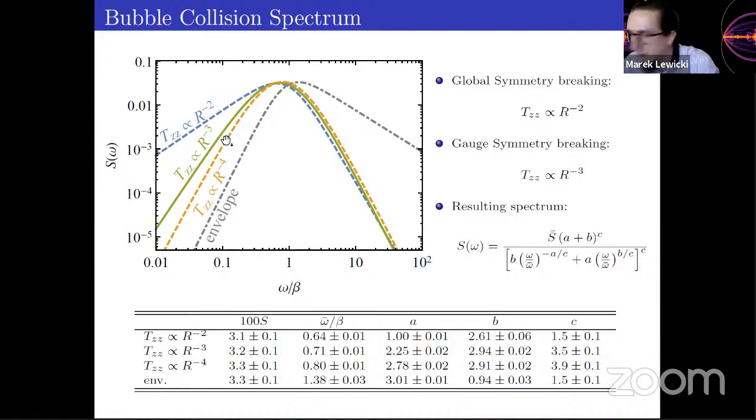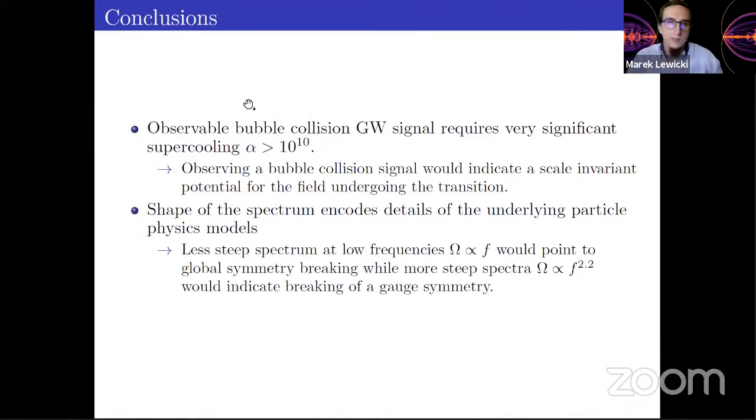Okay, and this is actually all that I have for you. So just let me recap. So first, to observe a bubble collision gravitational wave spectrum, we always need very large fine-tuning, so alpha 10^10 or something of this order. But this is in a sense a positive information because of this we know what the potential looks like. If we see a bubble collision spectrum, we will know it essentially came from a scaling invariant potential.